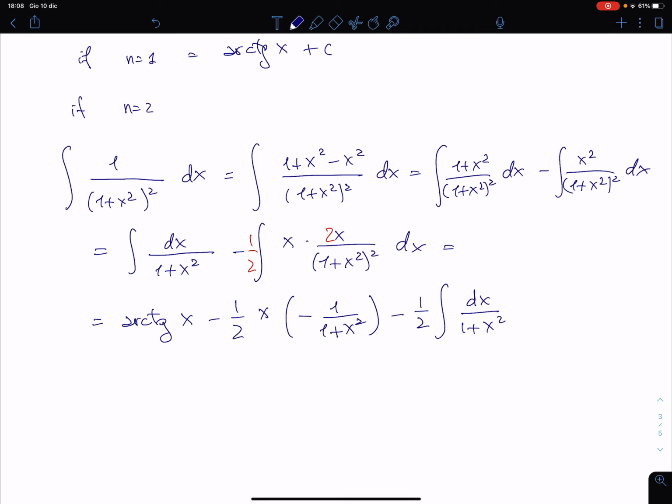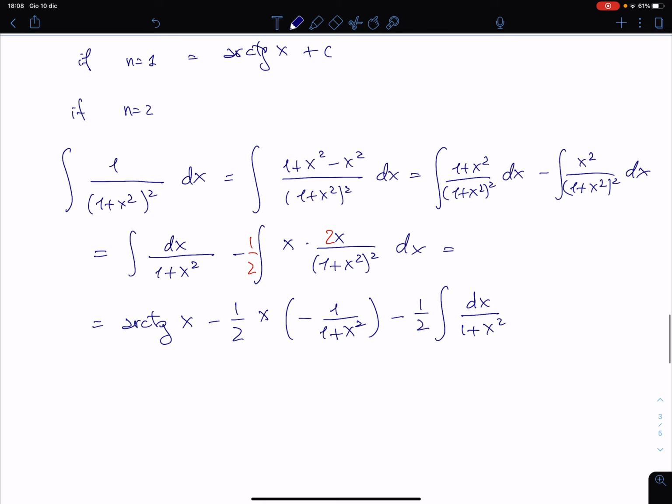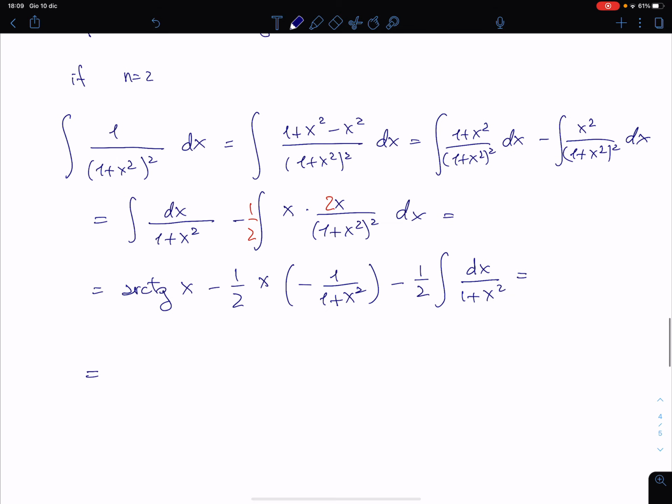There is this sort of magic here, and you have equal to: here you have arctangent minus 1/2 arctangent, so 1/2 arctangent of x, and plus 1/2 x divided by 1 plus x squared in dx.